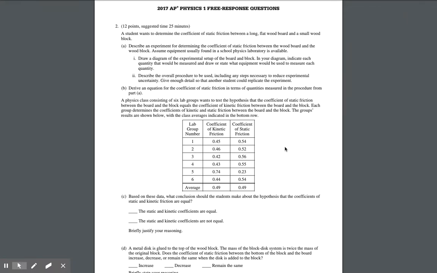A physics class consisting of 6 lab groups wants to test the hypothesis that the coefficient of static friction between the board and the block equals the coefficient of kinetic friction between the board and the block. Each group determines the coefficient of kinetic and static friction between the board and the block. The group's results are shown below, with the class averages indicated in the bottom row. Okay, so pooling data, coefficient of kinetic and coefficient of static friction, there's an average there. Based on these data, what conclusion should the student make about the hypothesis that the coefficient of static friction and kinetic friction are equal?